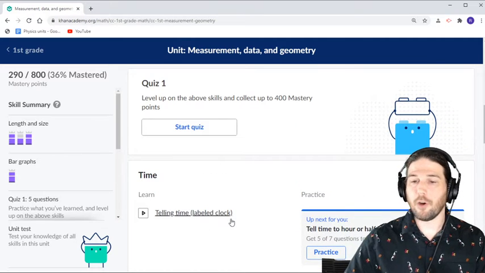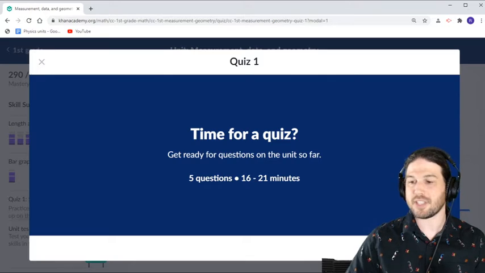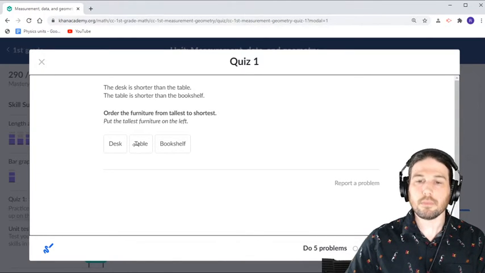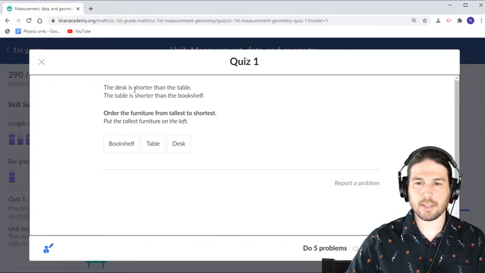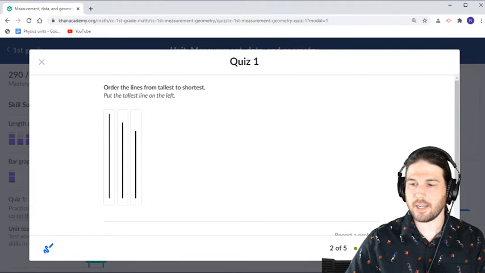Okay. Oh man, I'm so looking forward to when we start doing time. But we're going to do this quiz first. Let's do it really fast, okay? The desk is shorter than the table. So the desk is going to be short, or it's going to be in the middle. Or the table is going to be in the middle. The table is shorter than the bookshelf. So the tallest one should be on the left. The bookshelf is the tallest. The desk is the shortest. From tallest to shortest, tallest on the left, done and done.